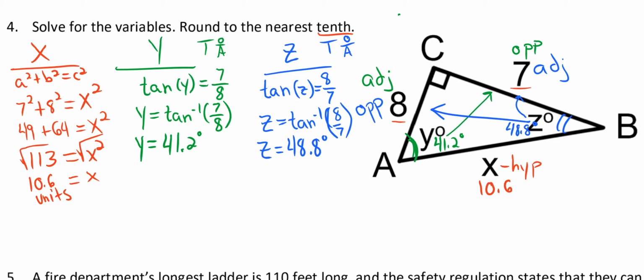48.8. Now, if you want to check yourself to see if you got the right answer for both, if you add up the 41.2 and the 48.8, they should add up to 90. So 8 plus 2 is 10, carry the 1, 8, 9, 10, carry the 1, 8, 90 degrees. Perfect. So that's just a quick way to check yourself. All right, but that is number 4, guys.